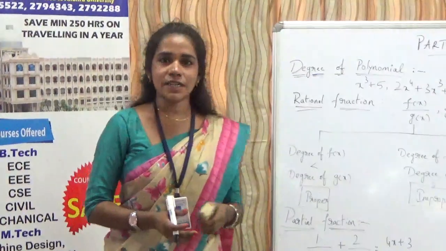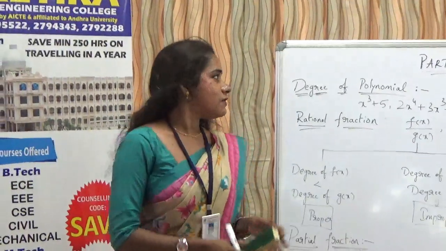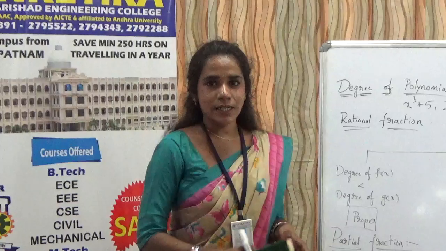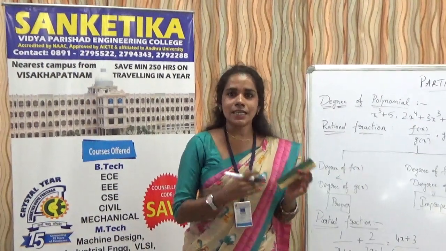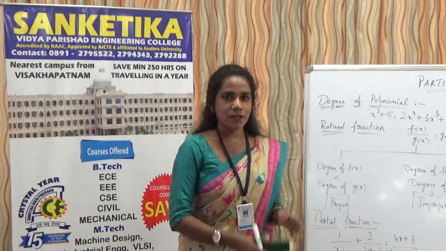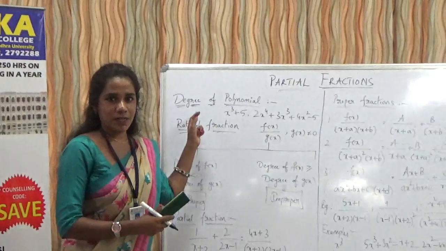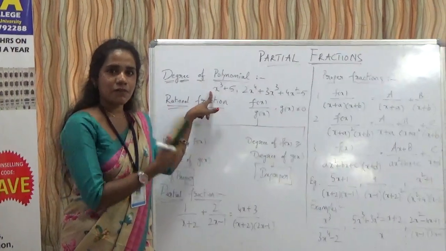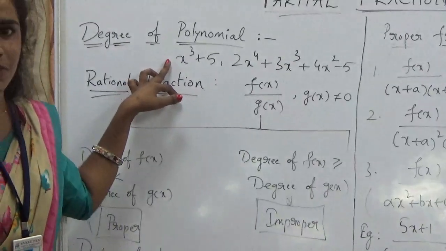Now I am going to explain partial fractions. Before we move in, we should know about the degree of a polynomial. The highest power of x is called the degree of that polynomial. For example, we have x cube plus 5. The degree of this polynomial, that means the highest power, is 3. So the degree of this polynomial is 3.